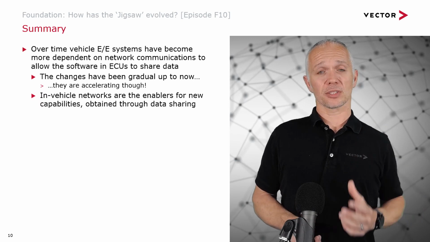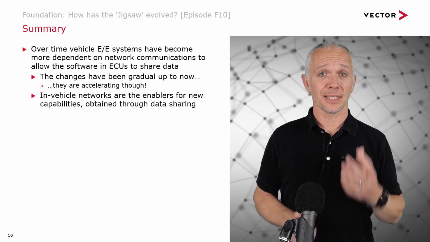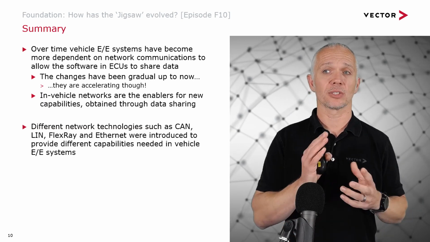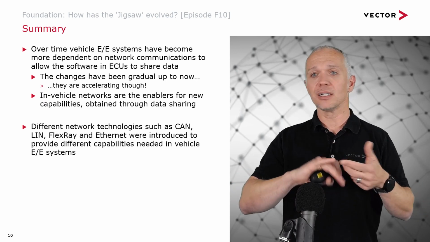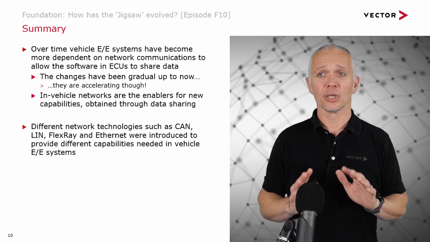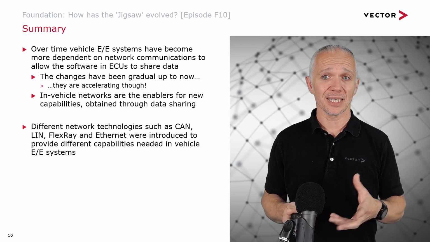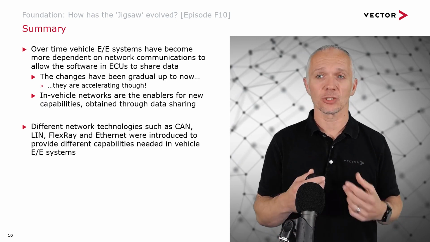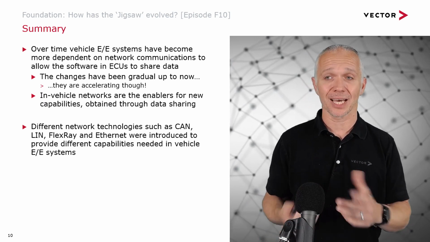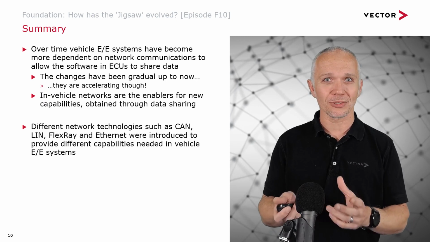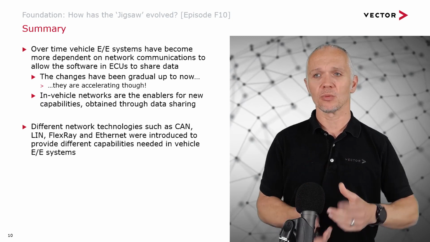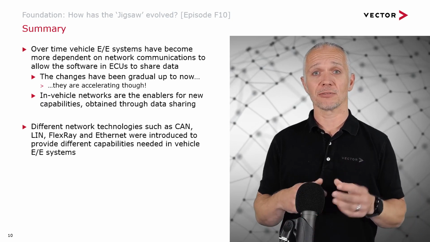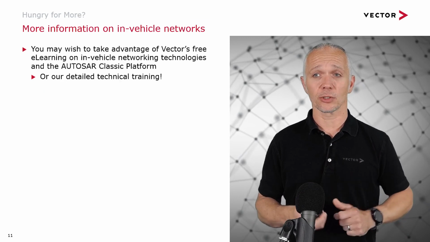The in-vehicle networks that we have in vehicles, of course, are the enablers for new capabilities that are obtained through the sharing of data. And the different network technologies, such as CAN, LIN, FlexRay, and Ethernet, were introduced to provide different capabilities needed in vehicle EE systems. So we don't take out CAN just because we've introduced LIN and FlexRay. We still keep CAN for some things, maybe not all the things it was doing when we replaced the chassis CAN with FlexRay, but we still have it there. And when we introduce Ethernet to start with, we still have CAN, LIN, FlexRay in our vehicle.